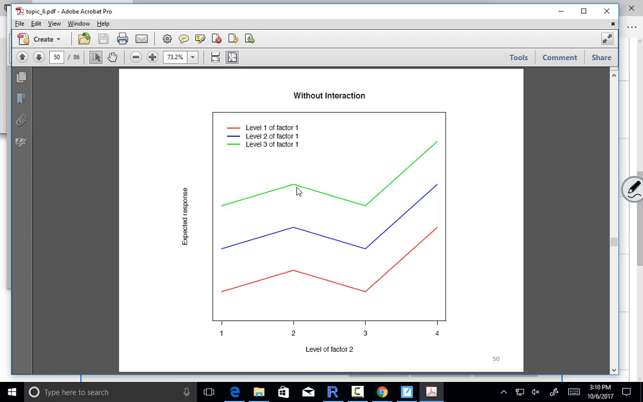And then the colors, the different colored line segments, correspond to the first factor, factor 1. So in this picture, it's a two-way ANOVA problem, numeric response. There's a 3-level factor 1, takes 3 levels, and there's a 4-level factor 2. If we just looked at factor 1, you're comparing the green connected line segments to the blue to the red.